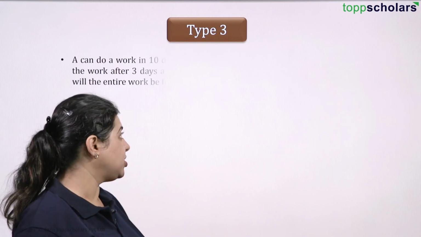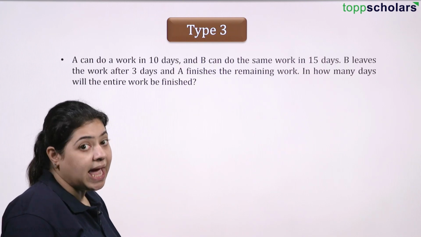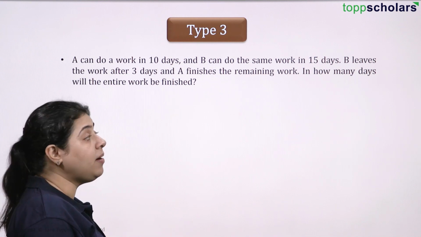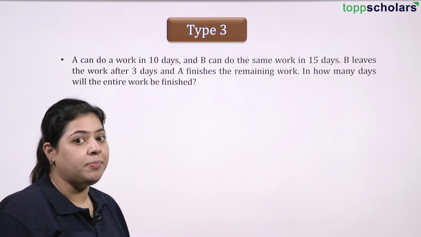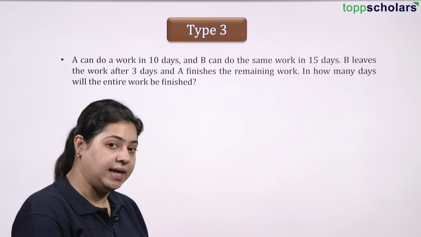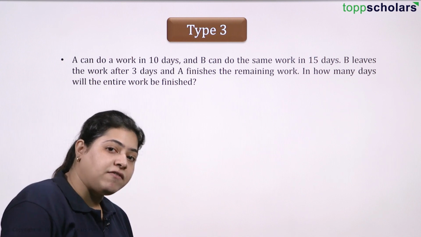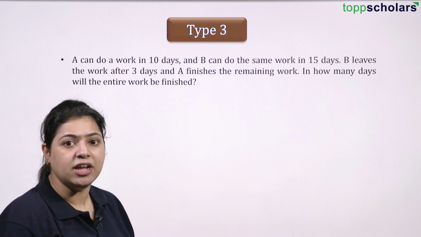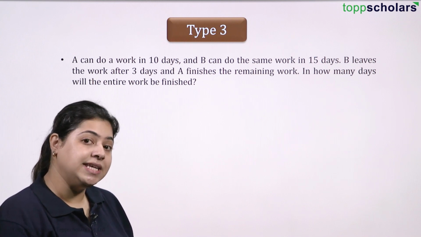How do we solve the question? What we have is, A can do a work in 10 days and B can do the same work in 15 days. Now, what is happening here? B leaves the work after 3 days. Now, what it means is, A and B do the work. A can take 10 days, B can take 15 days. But what is happening is, after 3 days, B is leaving the work. So, for the first 3 days, A and B together were doing the work, correct? After 3 days, B is leaving.